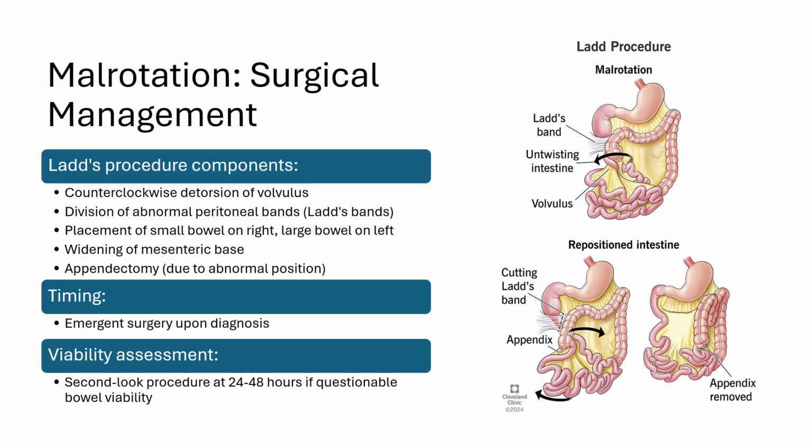Widening the mesenteric base addresses the fundamental problem in malrotation. By spreading the bowel across a broader attachment, the surgeon reduces the mechanical stress that predisposes to twisting. This broader base provides better vascular stability and reduces volvulus risk.